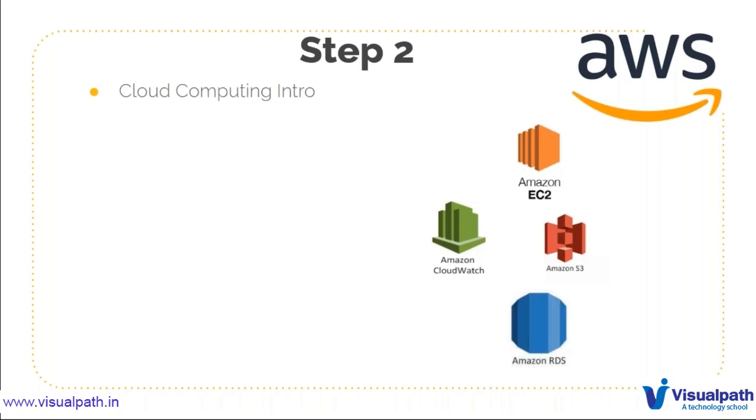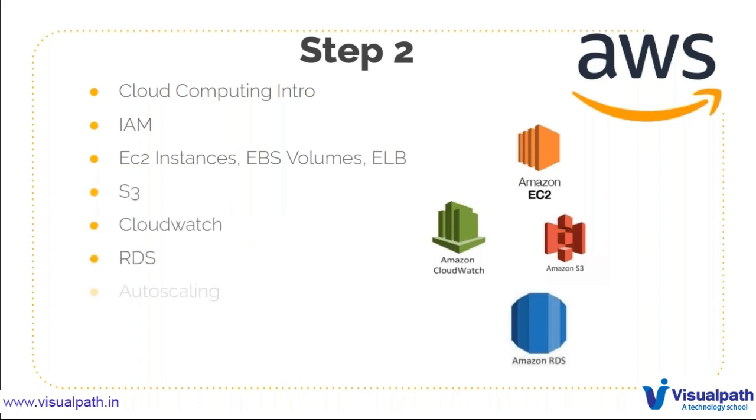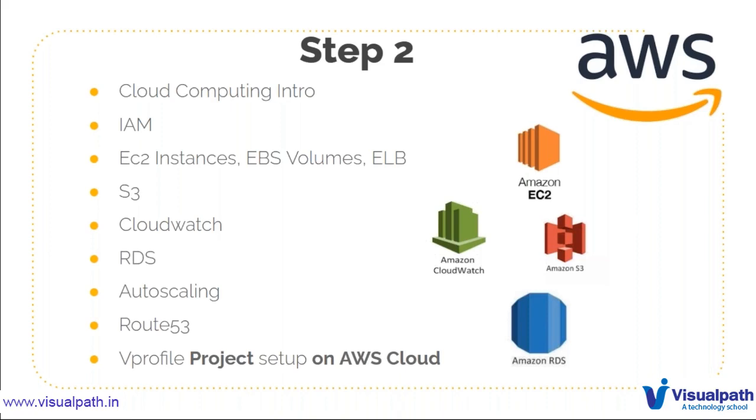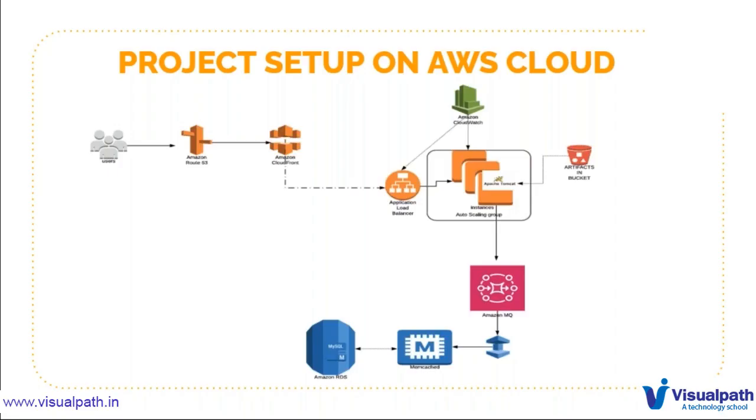Second step, we're going to start cloud computing, AWS. We're going to learn different AWS services like IAM, EC2, S3, CloudWatch, RDS, autoscaling, Route 53. Once we learn these technologies in AWS, we're going to take our vProfile project and migrate to AWS cloud. Then you will understand how it works in a production environment, with our infrastructure or product running on a cloud computing environment. Before this, we're going to learn bash scripting also.